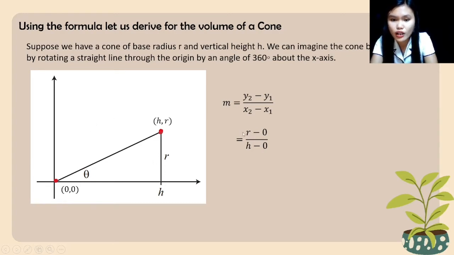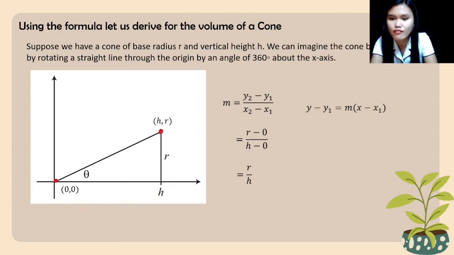So we have r minus 0 over h minus 0, because our x sub 2 here is equal to our value of h, right? So now we'll have r over h as our slope. Now, using the point slope formula, we'll find its equation.